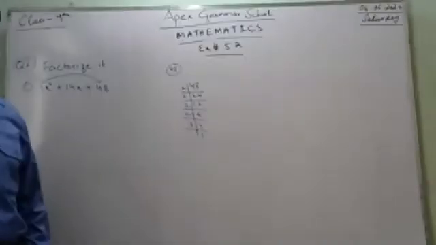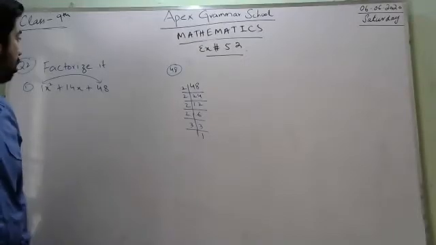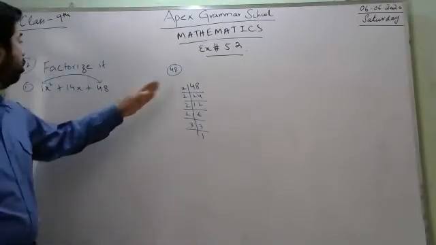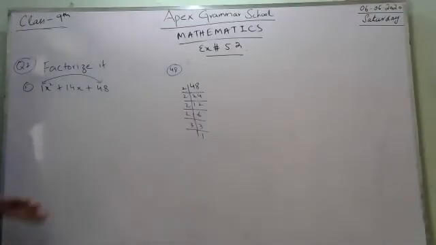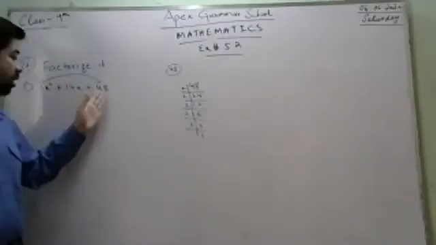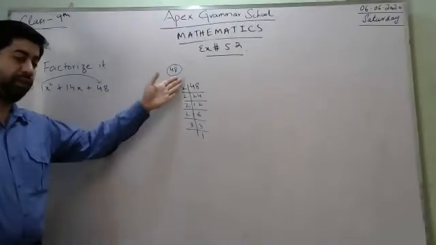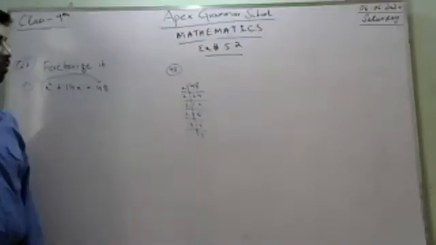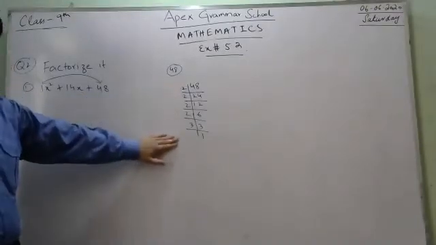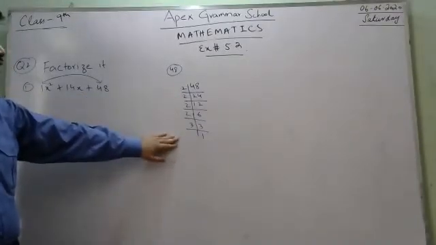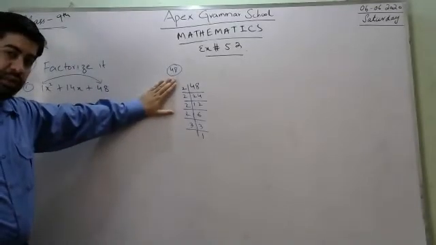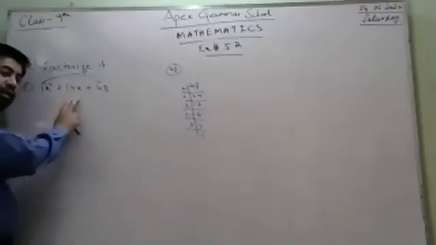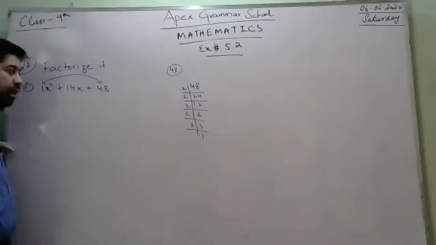So we were talking about exercise 5.2, question number 2 of class 9 mathematics, how to factorize them. So 1 is going to multiply with this 48, and after that we have to take the LCM of this 48. From these numbers, we have to make a pair of two numbers whose multiplication answer is 48 and whose addition answer is 14x.